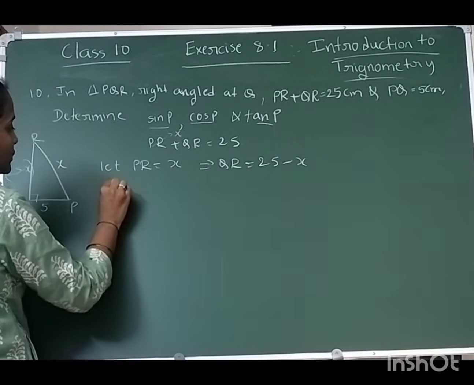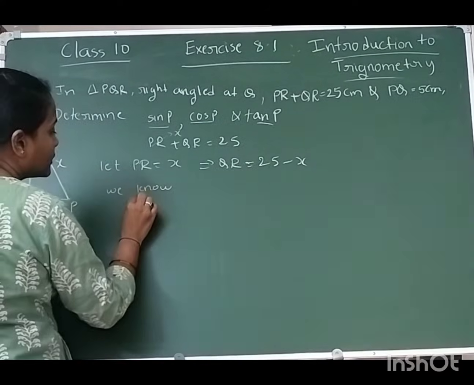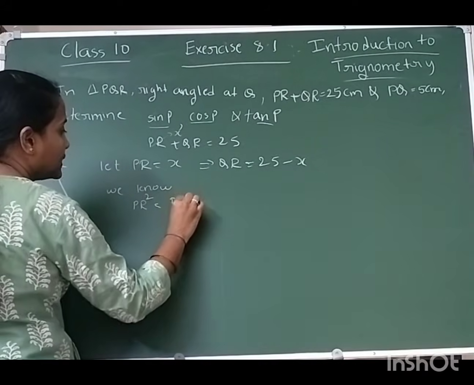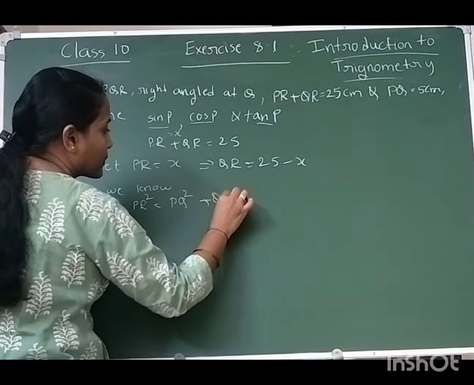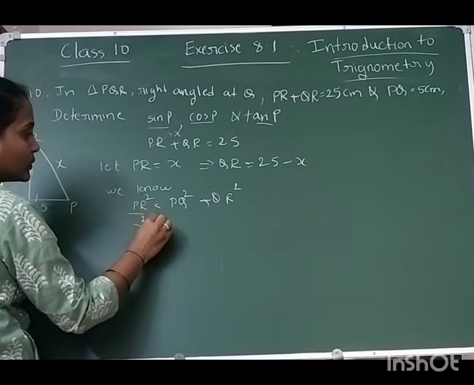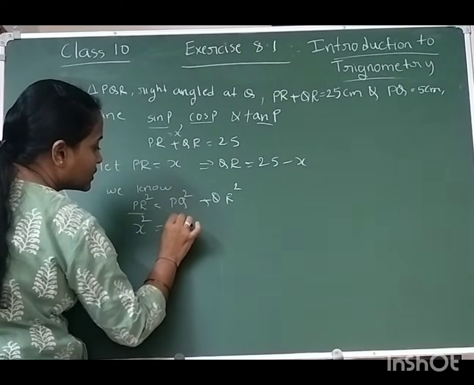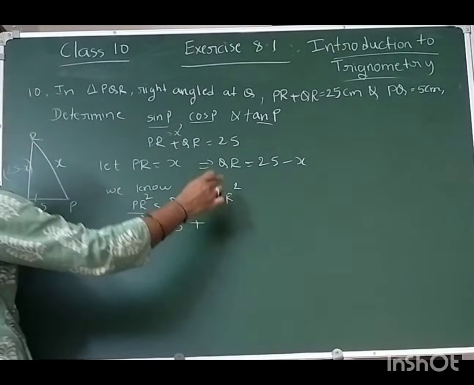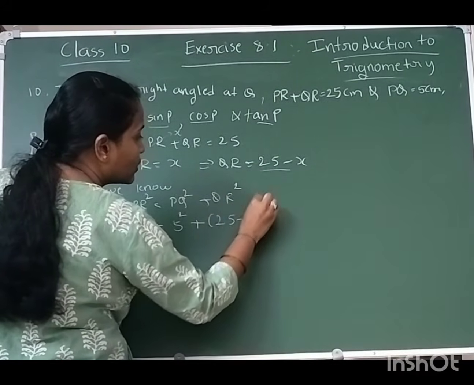Applying the Pythagorean theorem, PR square is equal to PQ square plus QR square. So PR is x here, so that will become x square, and PQ is 5 as given in the question, so it will be 5 square, plus QR is 25 minus x whole square.